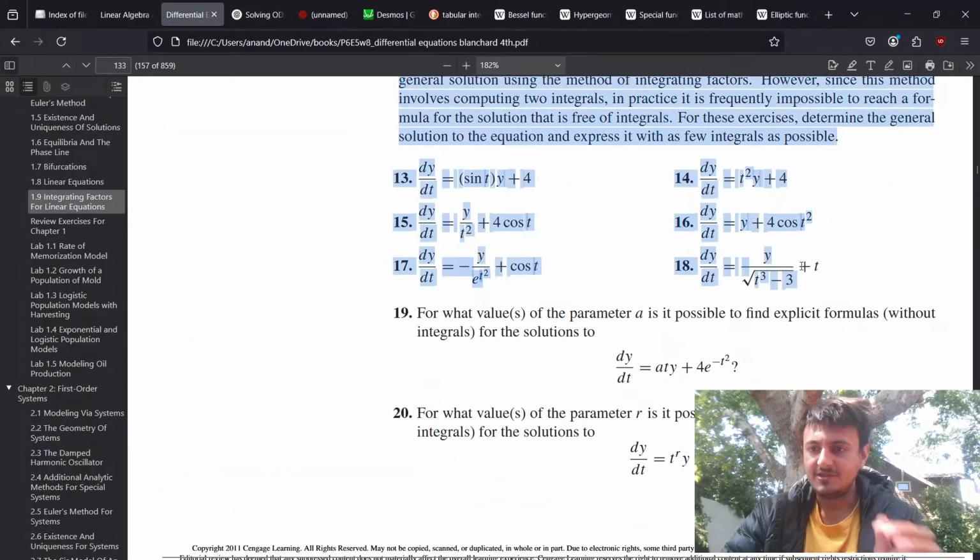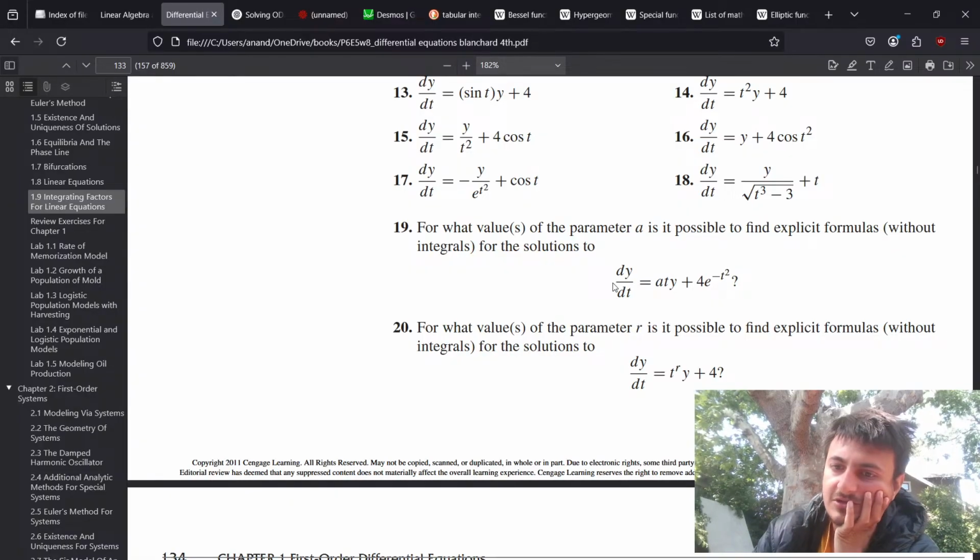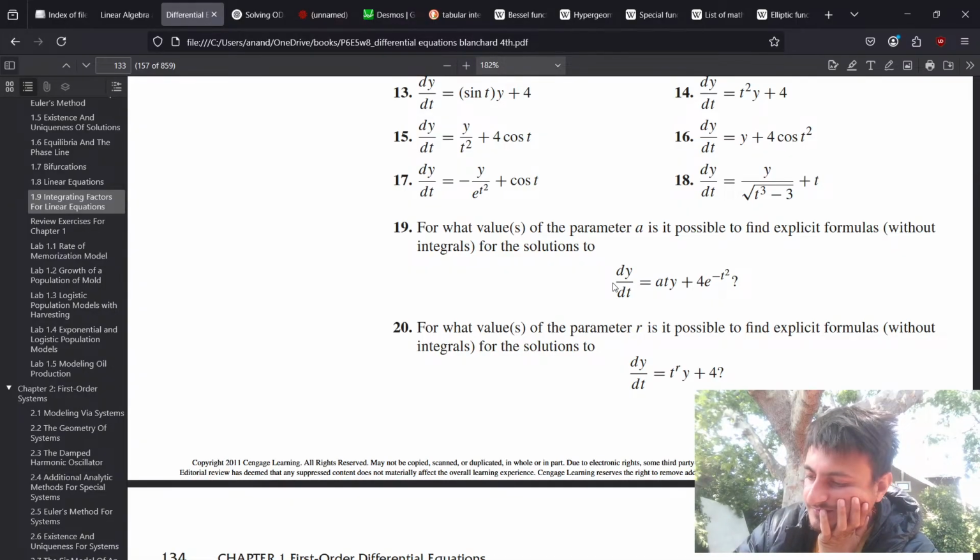All right, so yeah, you needed two integrals to do that one. 19 is going to be part of our homework. I'm going to do 19.